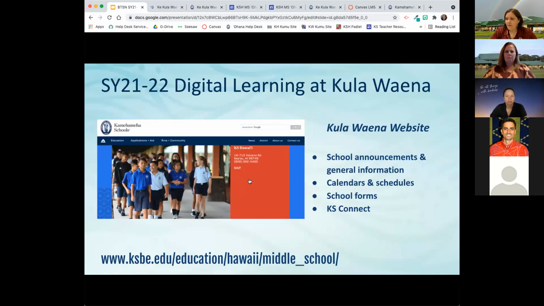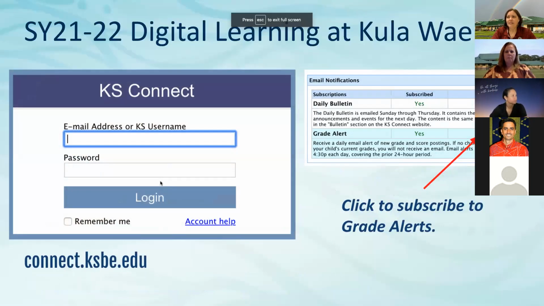And then the next one that we have is KS Connect. So KS Connect is where, you guys are all familiar with KS Connect already, but that's where you'll submit all your important paperwork and forms and complete those forms for registration. And then you also can view your keiki's grades in KS Connect. So there's a link there for how to get to KS Connect.